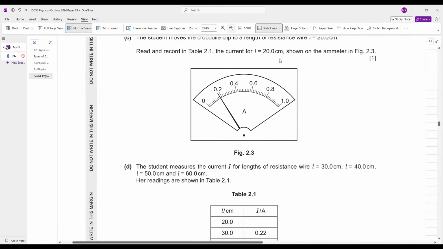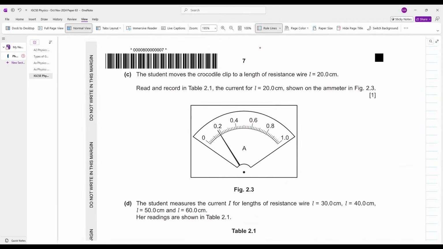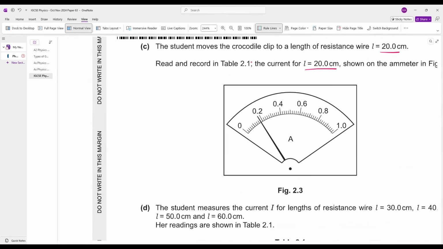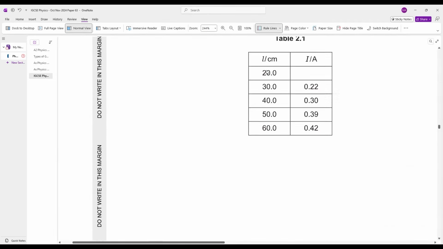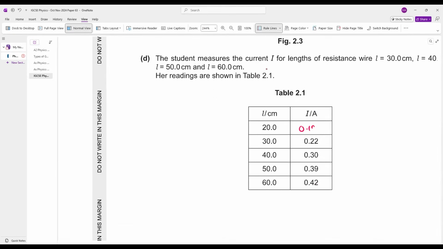क्या लिखा हुआ है. The student moves the crocodile clip to a length of resistance wire L equals 20 centimeter. Okay. Read and record in table 2.1 the current for L equals 20 centimeter shown on the ammeter in figure 2.3. Current record करना है अब. What will this value of current be? This will be 0.1, halfway में 0.12, 0.14, 0.16, 0.18. Simple. तो करंट की रीडिंग रिकॉर्ड कर दो 0.18 एम्पेयर.